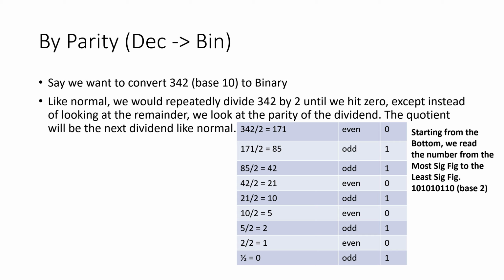So 171 divided by 2 is 85, 85 divided by 2 is 42, 42 divided by 2 is 21, and 21 divided by 2 is 10, all the way down until we hit 0. And then how you read it is from bottom to up as far as writing it down. And then you read it from the most significant figure to the least significant figure.